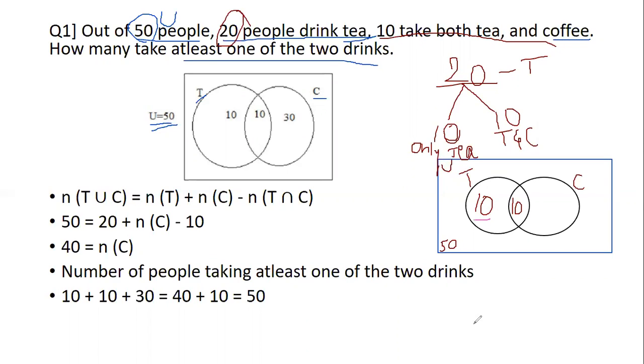I write it here in the set. And the common people who drink both tea and coffee will be written in the intersection part, because they drink tea as well as coffee. So that is why in this overlapping part I write 10. Now, did you understand?